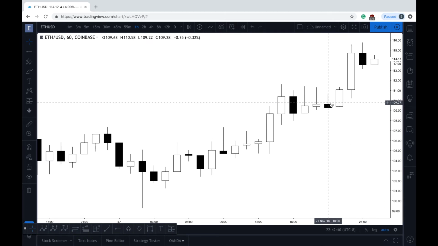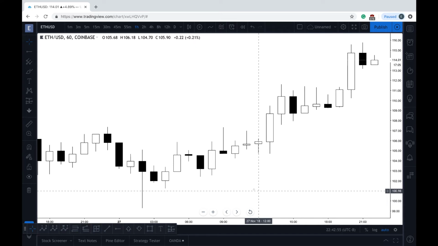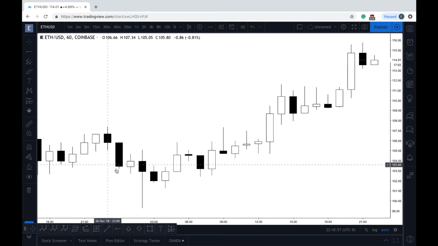Now a little bit about candle bodies. A big green or bullish candle, on my chart it's white, represents more buying pressure than a smaller candle. So on this one we had more buying pressure than on this candle. And the inverse is always true. So for instance, this candle has a bigger body than this one, which means there's more selling pressure here.